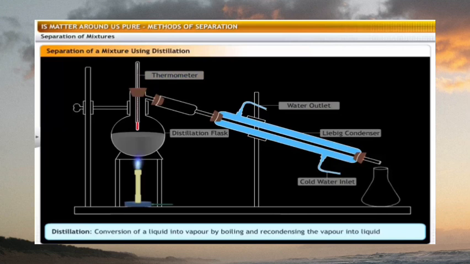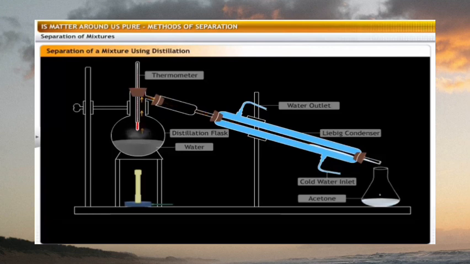Heat the mixture. You will see that the acetone, which has a lower boiling point, vaporizes first and then condenses in the condenser. It can be collected from the condenser outlet. Water gets left behind in the flask. This process of conversion of a liquid into vapor by boiling and then recondensing the vapor into liquid is called distillation. This method is used for the separation of a mixture containing two miscible liquids that boil without decomposing and have a large difference between their boiling points.